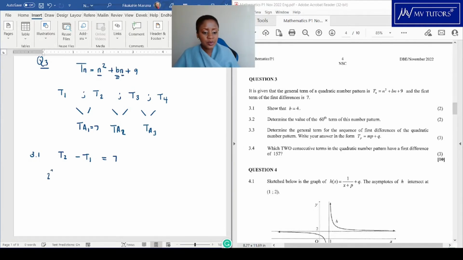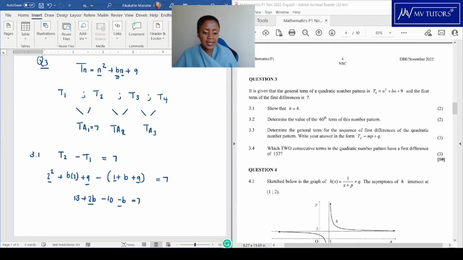All right, so I have 2 squared plus b times 2 plus 9. I'm going to subtract when I substitute 1 in the place of n. So I have 1 squared, which is just 1, plus b times 1, which is just b, plus 9. And that is all equal to 7. So 2 squared is 4. 4 plus 9 is 13, plus 2b, minus 1 plus 9 is 10. So minus 10 minus b, and that is 7.